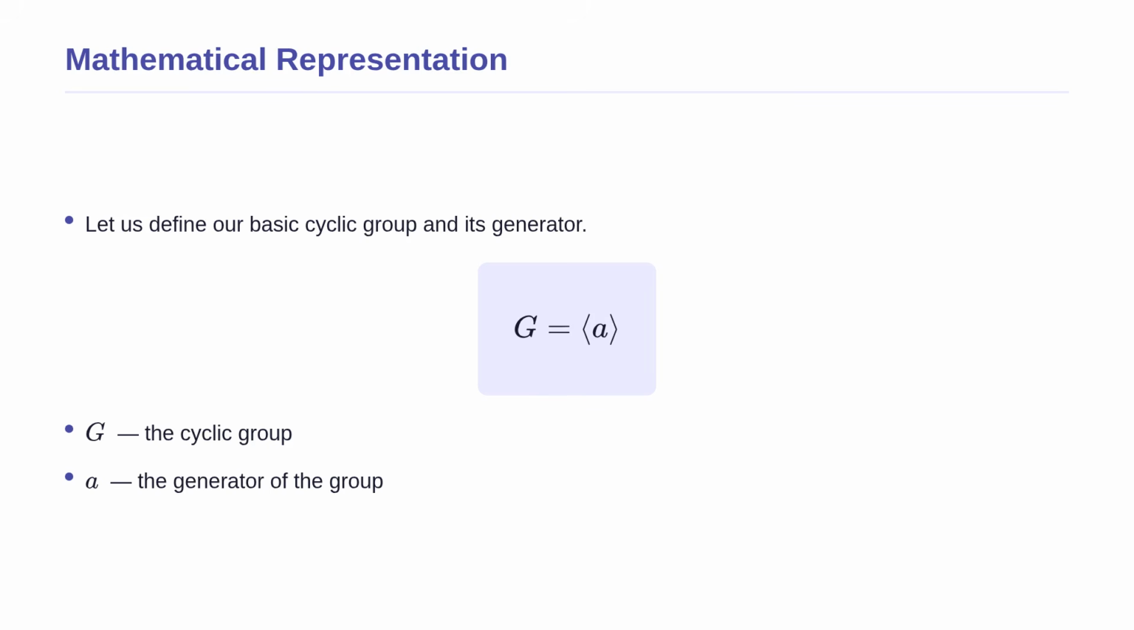With our definitions clear, let us look at the mathematical representation. We write our cyclic group as G, and the letter A inside angle brackets represents its generator. This notation simply means that every single element inside the group G can be created by taking the element A and combining it with itself repeatedly. If the group has a finite size, repeating A enough times will eventually loop back to the starting point, much like walking around a circular track. Understanding this notation is the first step to seeing how the entire group moves together.